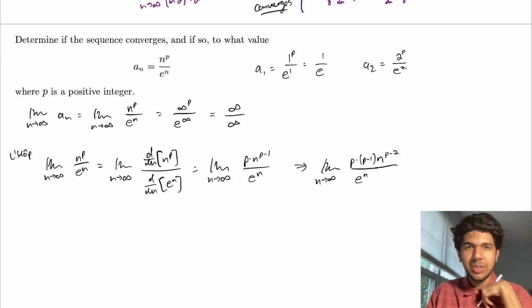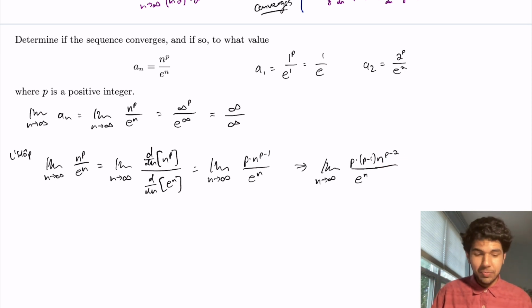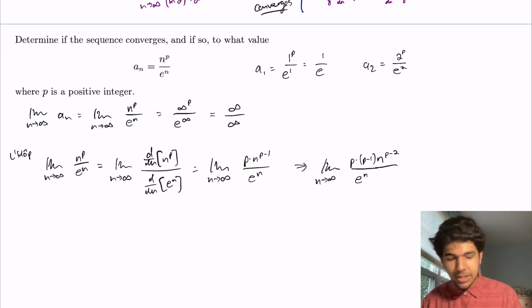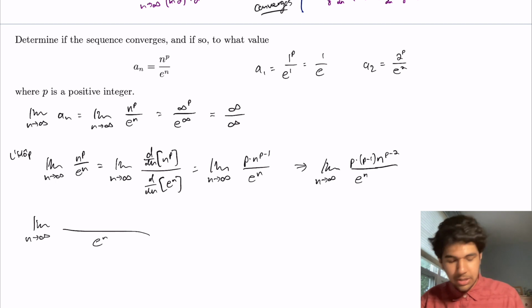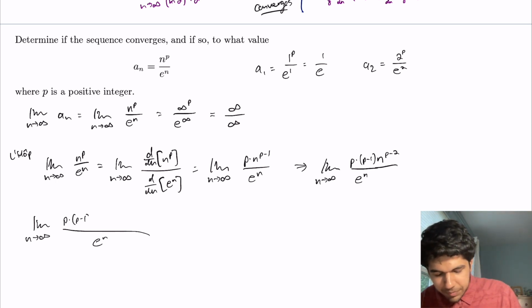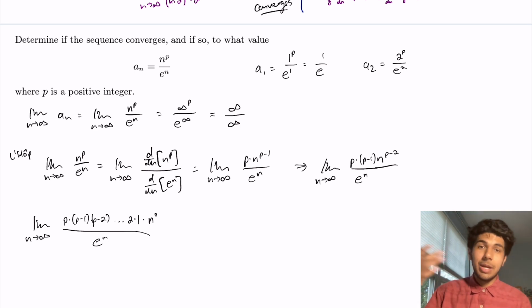If we have to continue doing L'Hopital's rule, when do we stop? Well, we'll stop when n doesn't have a power anymore, when the power of n is equal to 0. So we have to continue L'Hopitaling until this power is equal to 0. But since p is just arbitrary, we don't know when that will occur. So we can think, if we continue L'Hopitaling, we'll eventually get the limit as n approaches infinity. Our denominator will stay e to the n, but we'll have p times p minus 1 times p minus 2, etc., until we finally get times 2 times 1 times n to the 0.